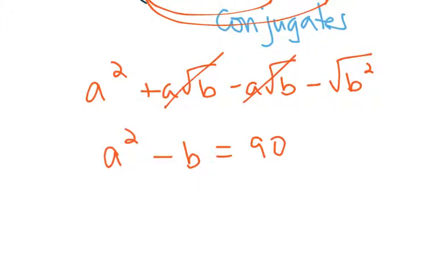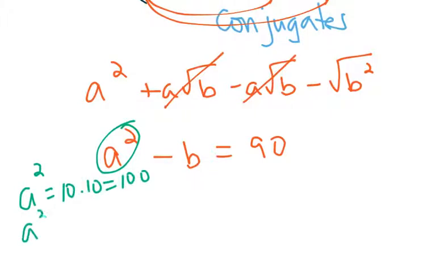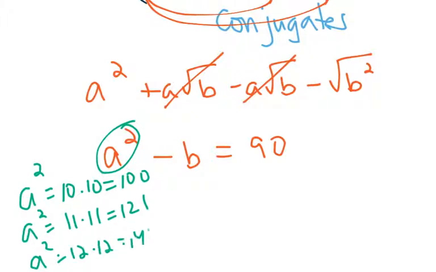So this is what I did. I thought about perfect squares that were larger than 90 because I'm going to subtract something from it to get 90. So a squared could be 10 times 10, which is 100. But it also could be 11 times 11, which is 121, or it could be 12 times 12, which is 144. And the right answer is, it really doesn't matter which one you pick. There is no one right answer to this problem.